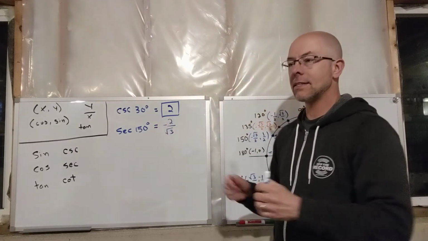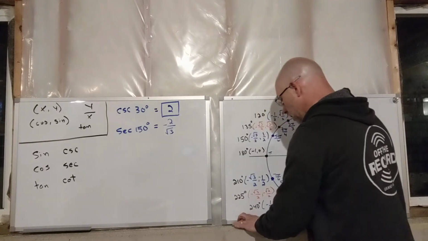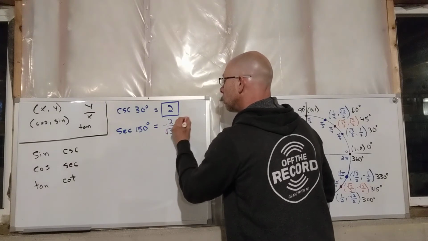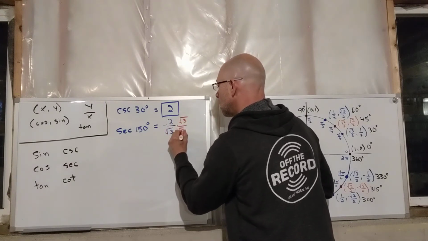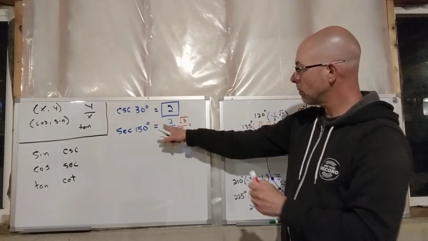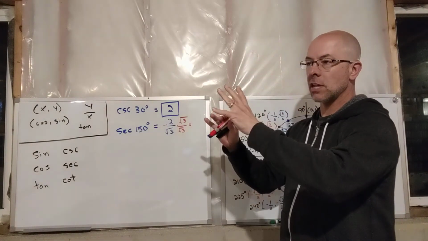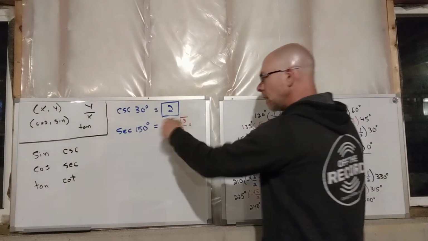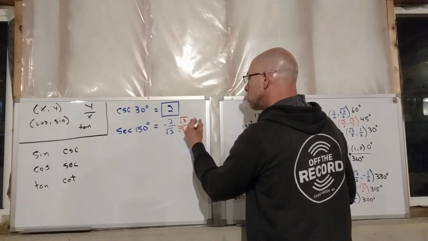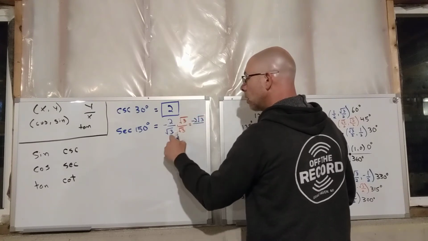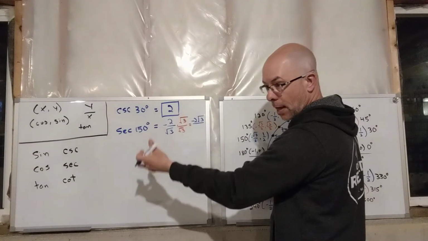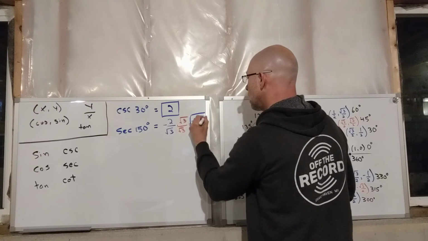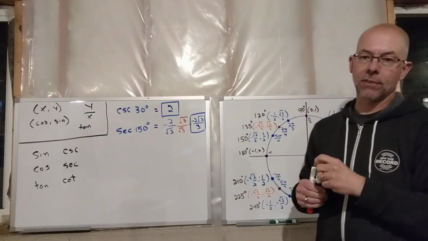Here comes some of that tedious crap again. Because I can't have the square root in the bottom, I multiply it by square root 3 over square root 3. Please don't forget the negative. If a fraction's negative, its reciprocal is inherently negative. This becomes negative 2 square root of 3 over square root 3. Square root 3 times square root 3 is square root 9, which is 3. There is the secant of 150 degrees.